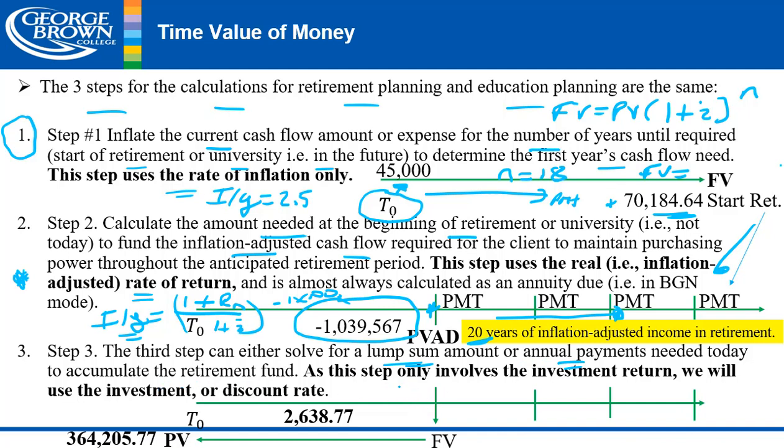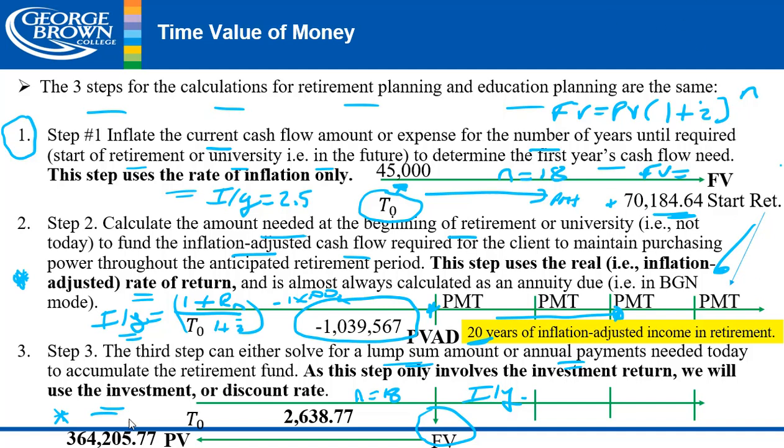So this is just a present value calculation. This present value of the annuity due becomes your future value. And again, N is going to equal 18. The interest rate in this case is your investment rate, and you're going to solve for the present value. So if you have $364,205 today, and you invest it for 18 years, at the end of 18 years, you'll have $1,039,567. From that account for the next 20 years, you'll be able to take out your first payment, $70,184.64. And for the next 20 years, those payments will increase at the rate of inflation. At the end of 20 years, you'll have no money left, okay?